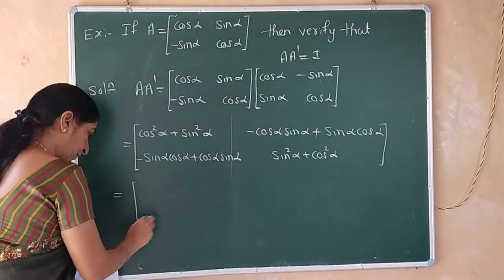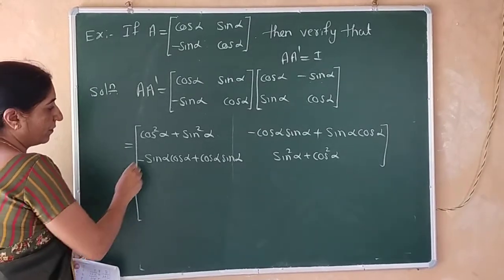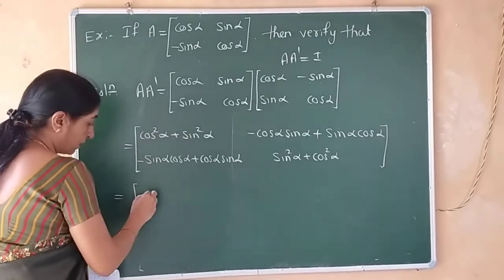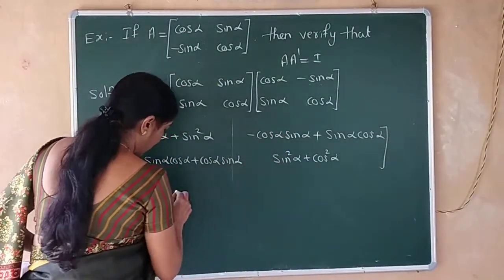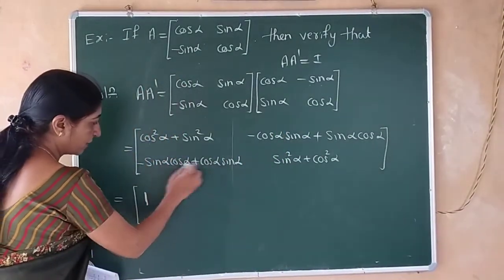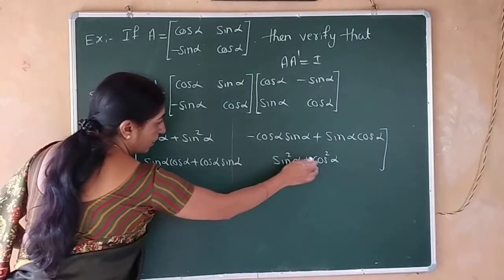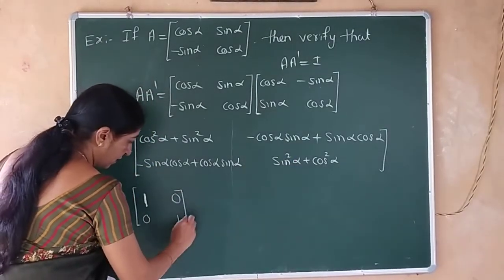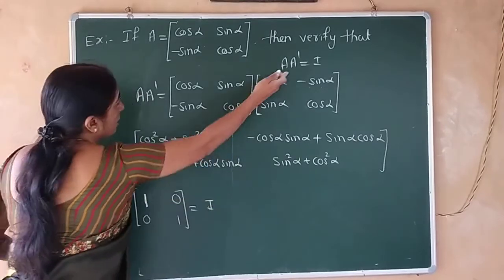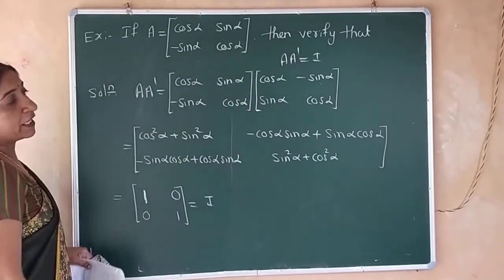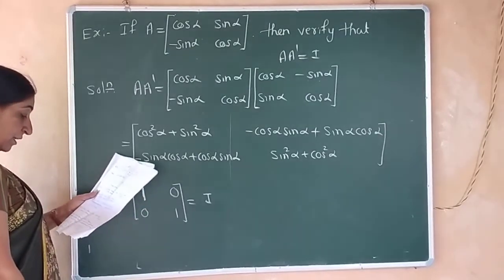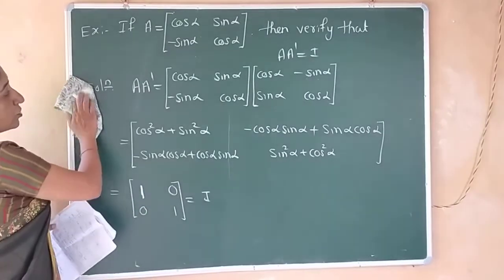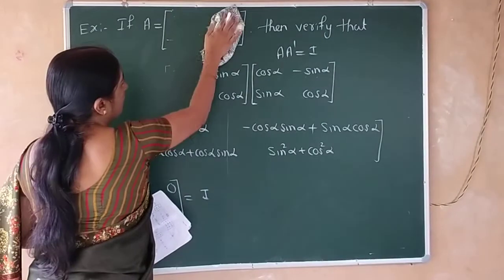Now we are already familiar with the basic identities of trigonometry. Cos square alpha plus sin square alpha is 1. And here the terms cancel, the answer is 0. Here also the terms cancel, 0. Sin square alpha plus cos square alpha is 1. That is nothing but I. See, is it the required answer? So we started with LHS and we got RHS. So this is very simple. Like that, one more similar question is there, that I will give you as an assignment.